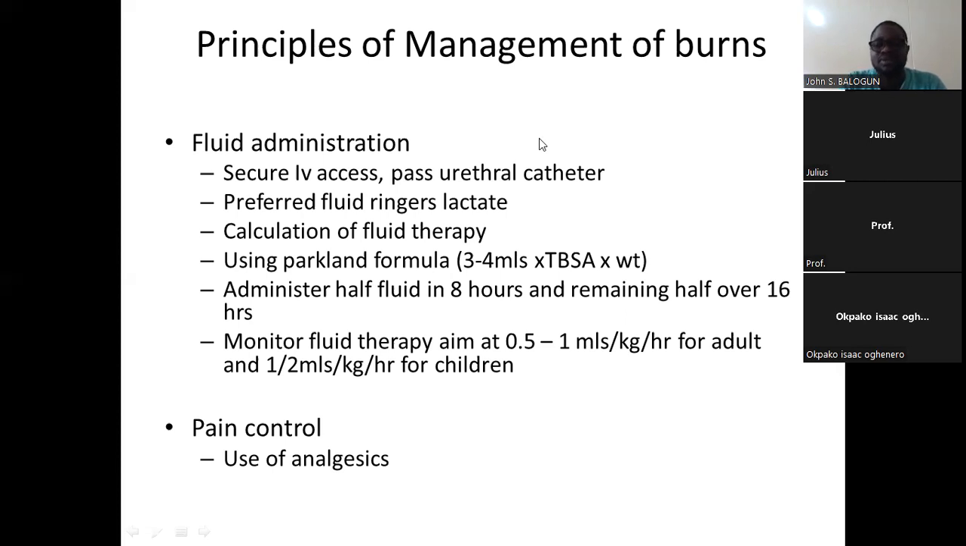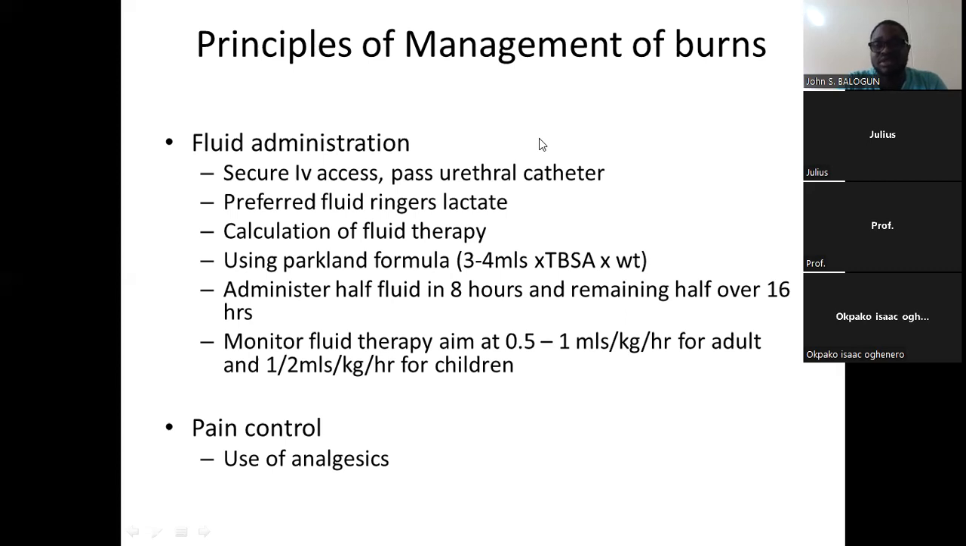Now, once you assess a patient and make your diagnosis that this patient is a major burn, you set IV access. You pass a urethral catheter. Then, again, the preferred fluid for resuscitation is Ringer's lactate.